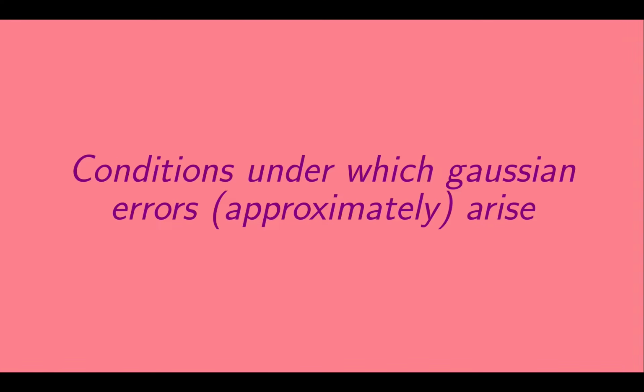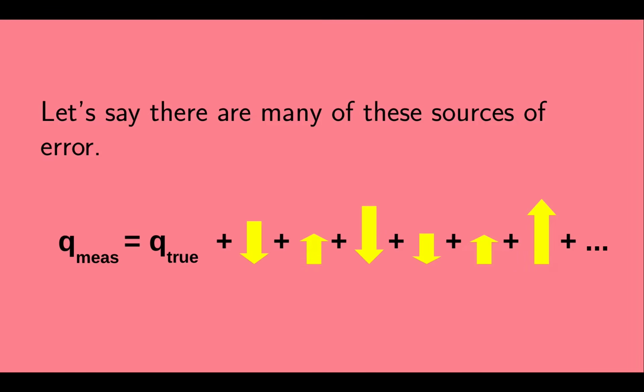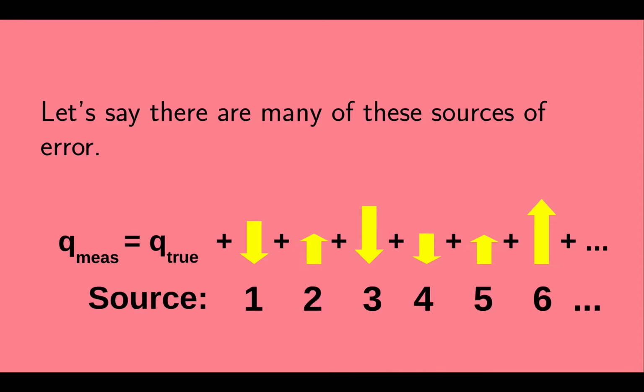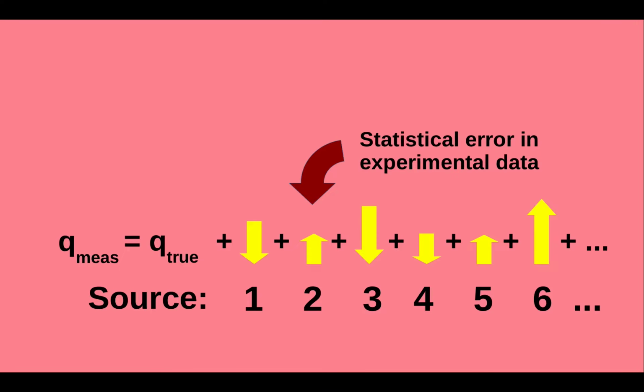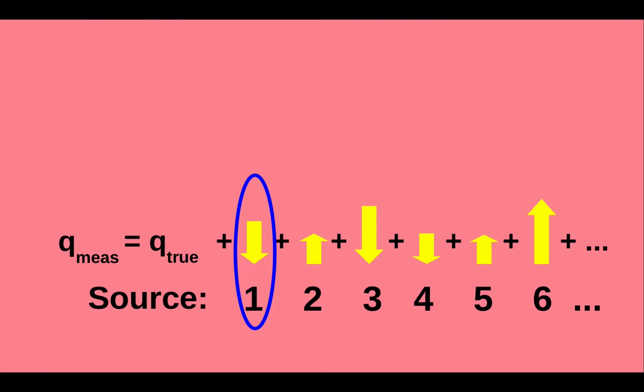Okay, so let's now look at the conditions under which Gaussian errors approximately arise. Let's say that there are many of these sources of error. We'll number them. So for example, source 1 may be the effect of temperature on the measurement apparatus, and source 2 may be statistical error in the experimental data. Right now, let's just look at source 1.